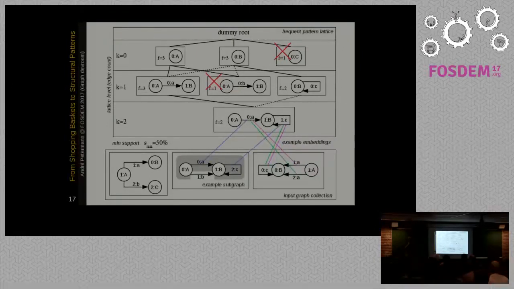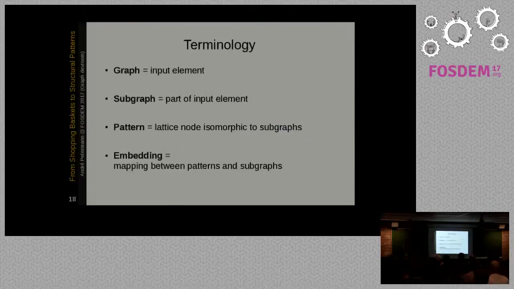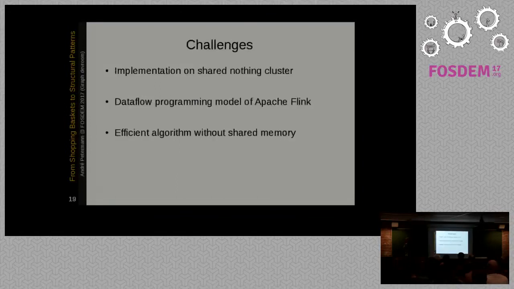So this is everything you need to know before I start explaining the algorithms. We have graphs, which are the input elements. We have subgraphs, which are parts of the input elements. We have patterns, which are nodes in our pattern lattice and are isomorphic to subgraphs. Isomorphic means there is a one-to-one mapping between vertices and edges, and this is the tricky point of these algorithms, the same as in pattern matching. And we have embeddings, which are mappings between patterns and subgraphs.